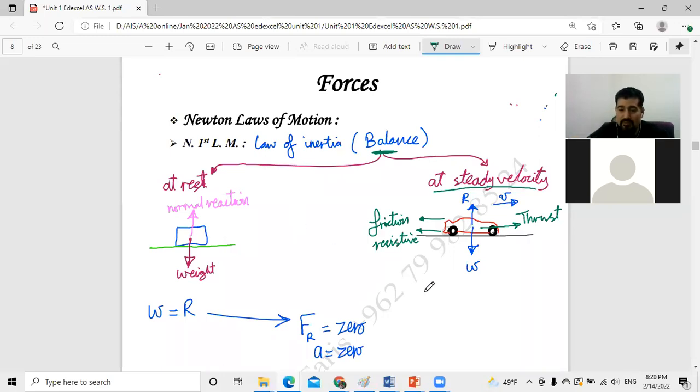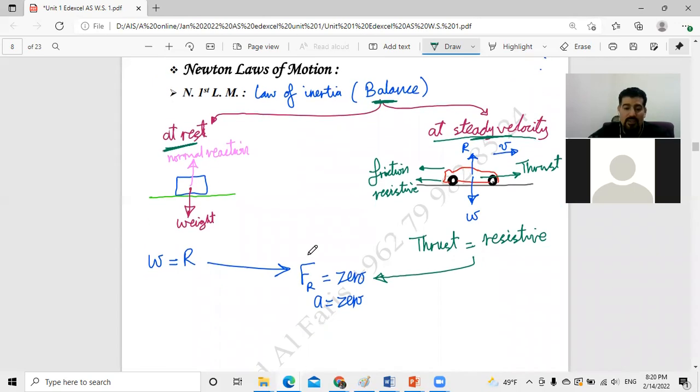That means the thrust force forward equals the resistive force backwards. So that also leads us to the same thing, that the resultant force and acceleration equal zero. This is Newton's first law. Newton's first law states that any object at rest remains at rest, and any object at constant velocity remains at constant velocity, unless a resultant force acts on it to make it accelerate or change that. That means the resultant force acting on it equals zero.